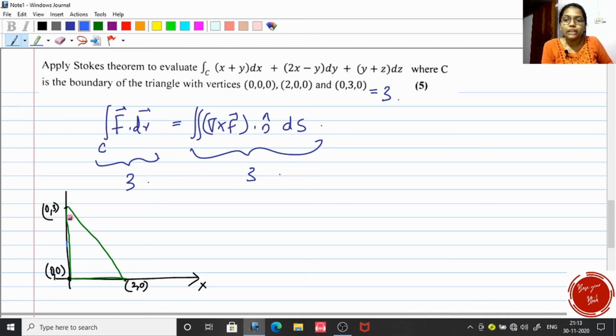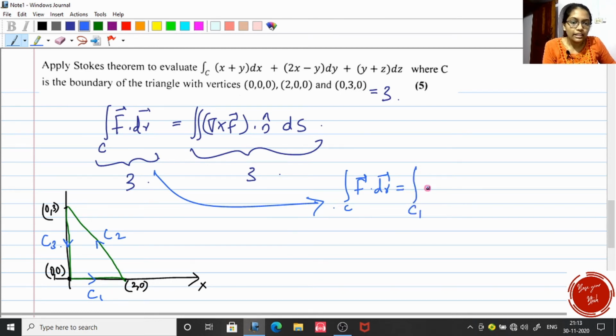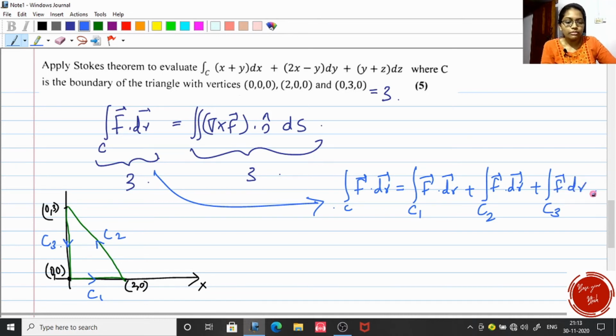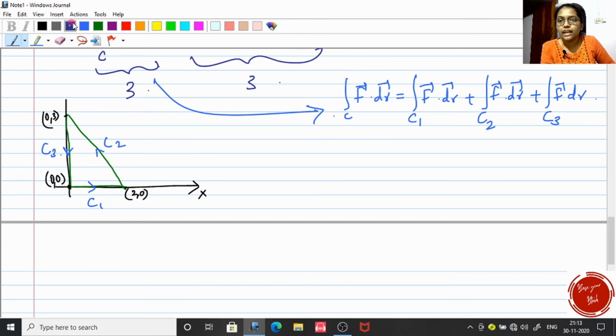So let me split the complete curve C into 3 parts, starting from here. Always take an anti-clockwise direction. C1, C2, C3. Okay. So integral C F dot dr is going to be split like integral C1 F dot dr plus integral C2 F dot dr plus integral C3 F dot dr. Let's start from C1, and let's observe what is along C1.